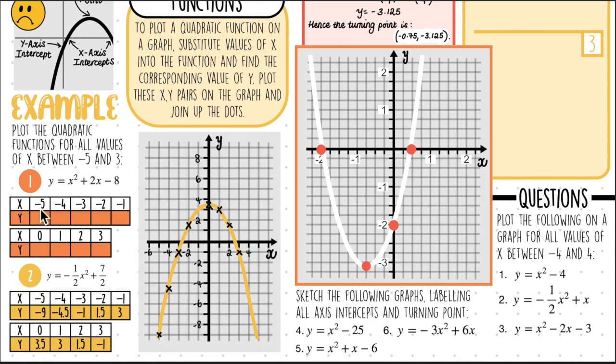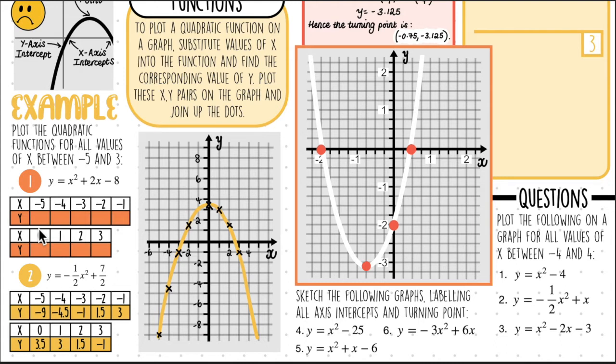So if I had x as -5, this term here becomes minus 5 squared. Well, that becomes 25. This term here becomes 2 times minus 5. Well, that becomes minus 10. And then we still have the minus 8. So this quadratic function would read y is equal to 25 minus 10 minus 8, which is equal to 7. So that tells me that when x is minus 5, y is equal to 7. And I would write a 7 there.